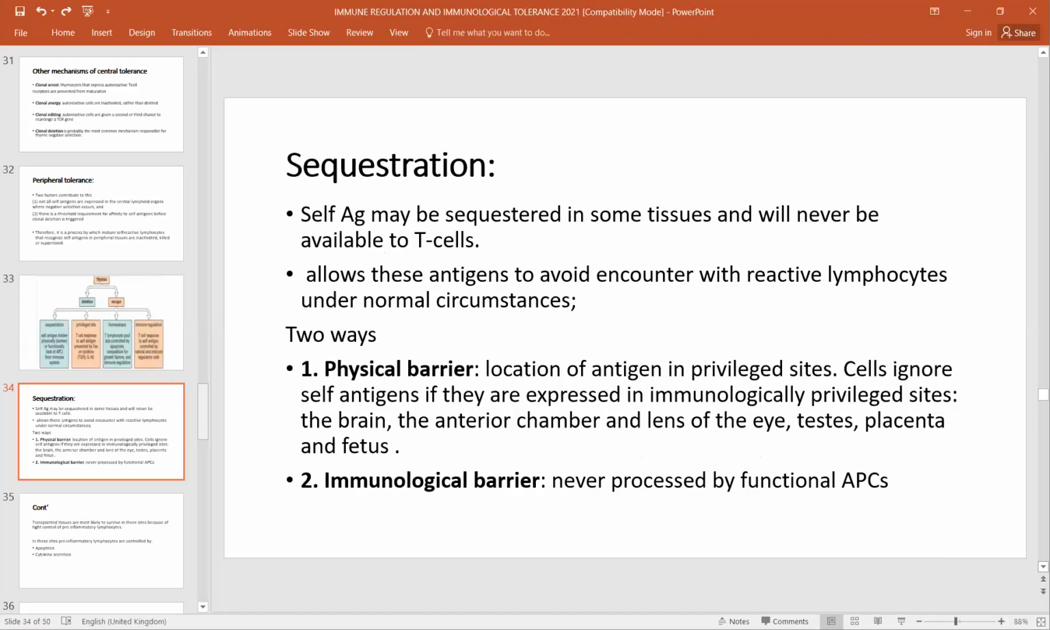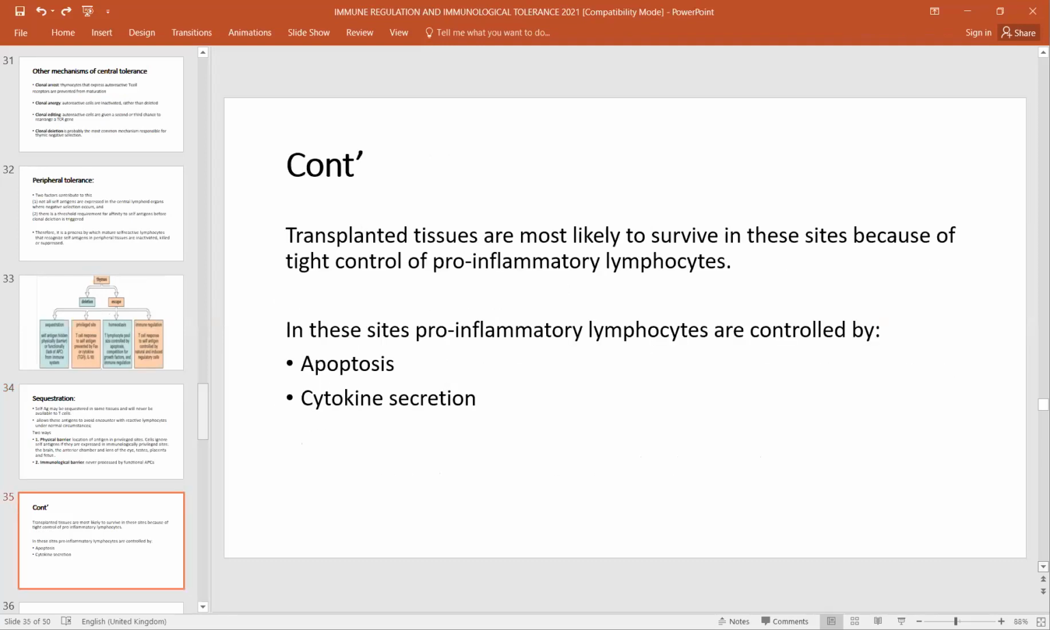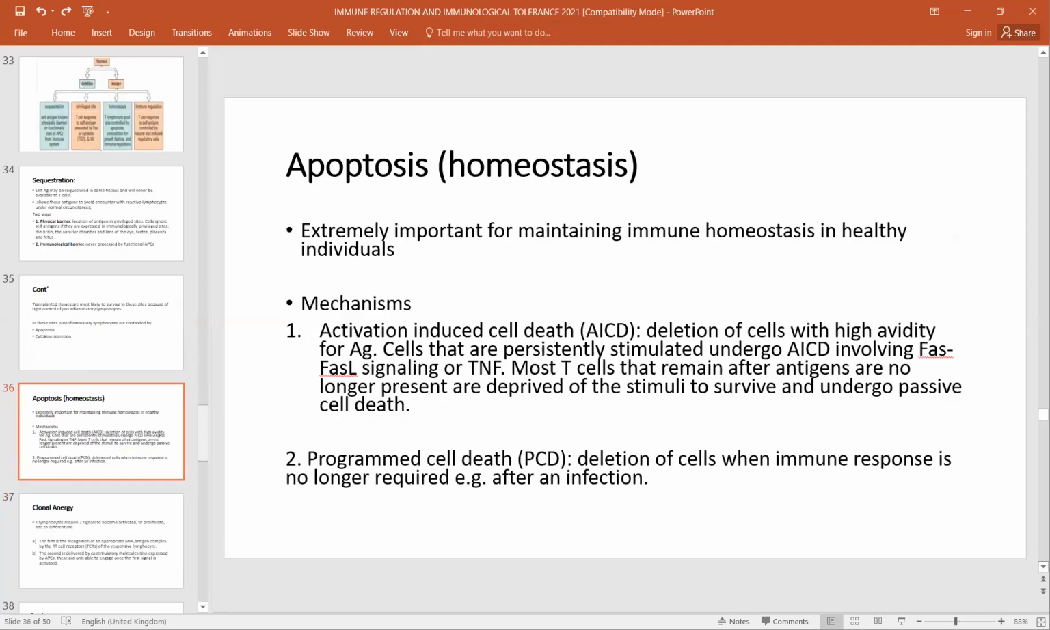Then we have the immunological barrier. These have never been processed by functional APCs. Tissues are most likely to survive in these sites because of the tight control of pro-inflammatory lymphocytes. In these sites, pro-inflammatory lymphocytes are controlled by apoptosis and cytokine secretion. That's nothing bad. Let's continue when we come to apoptosis, which is important.